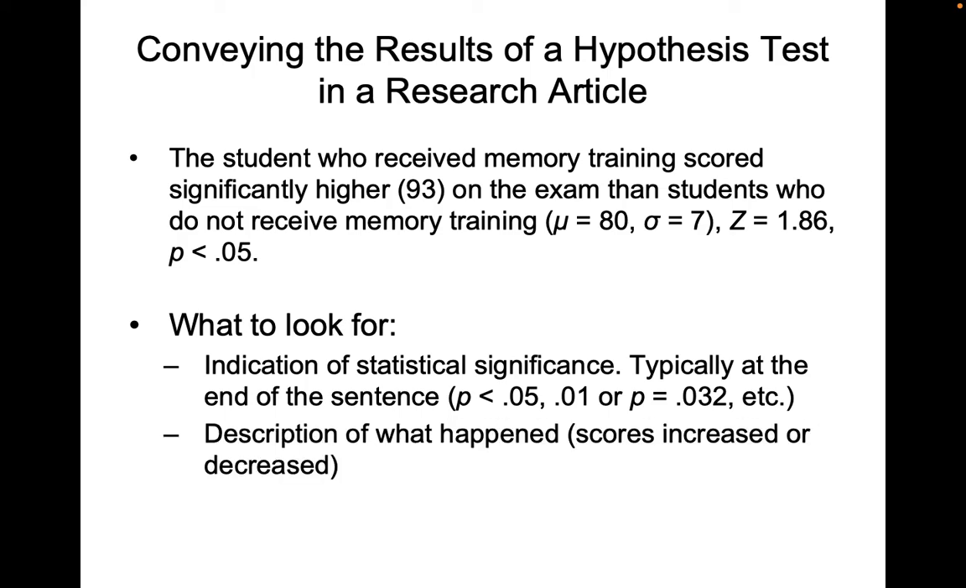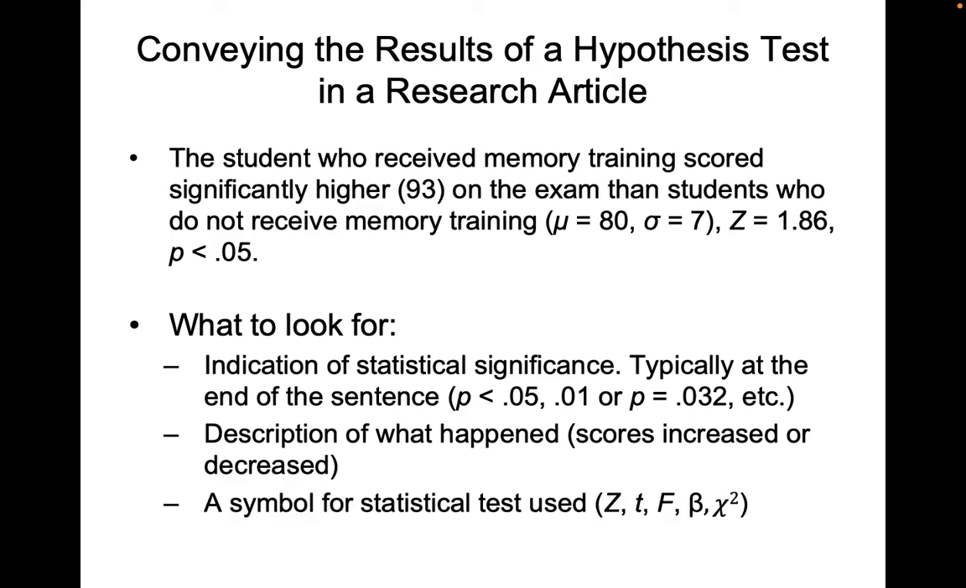There should also be some description in the write-up of what happened, that scores increased or decreased, or were higher or were lower. There should be a symbol for the statistical test that was used. In this case, a z-score was used, but you'll see other letters like a lowercase t, an uppercase F, Greek letter beta, Greek letter chi. These are all symbols associated with specific statistical tests that you're going to learn about in this course.